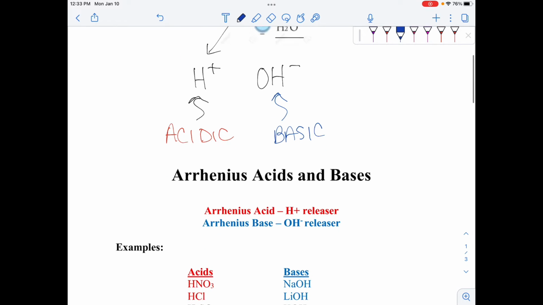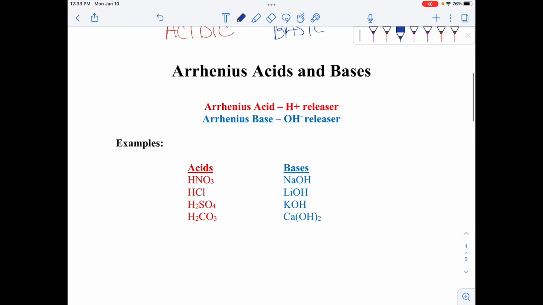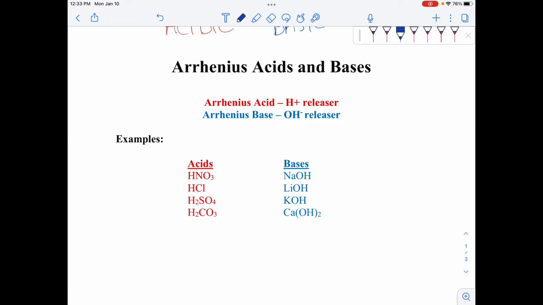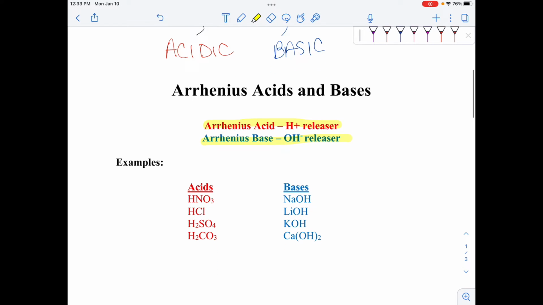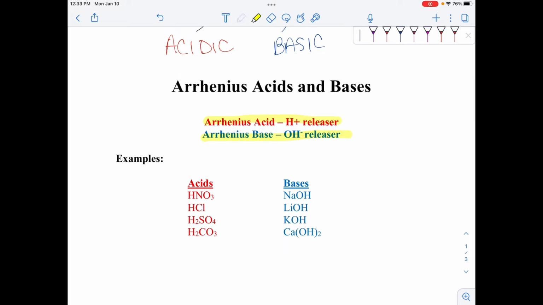According to Svante Arrhenius, his theory is that an acid is a substance that releases hydrogen ion. An Arrhenius base is a substance that releases OH minus. So for example, you'll see here on the left, our acids have one thing all in common. They have this hydrogen ion. Our bases all would release a hydroxide ion, these OHs.